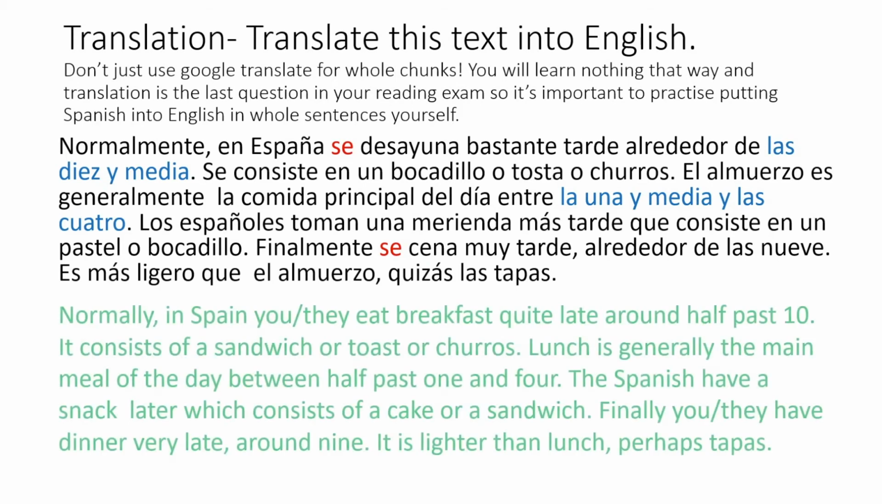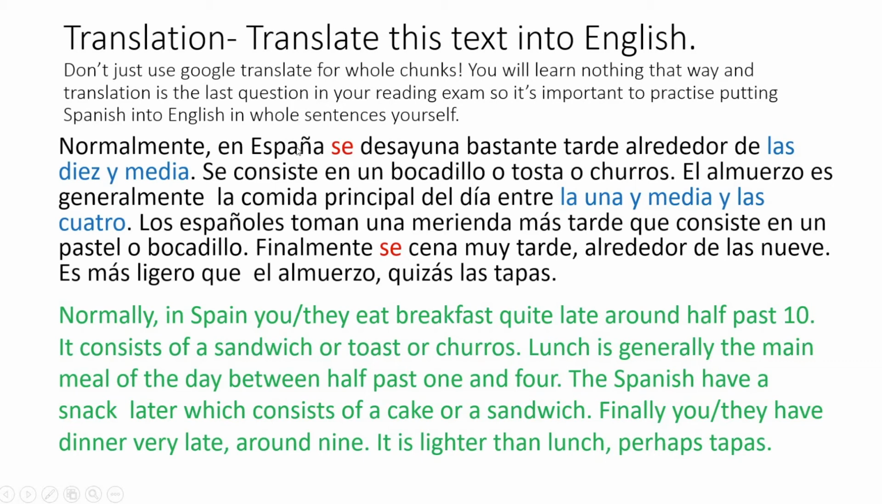Okay, so the correct translation is this. So what I want you to do is mark yours in a different colour as usual. Don't change it so I can see what you were able to complete here. Okay, so you've either written it in your book or typed it or written it on the sheet, and either way is fine. Okay, so normally in Spain, they eat or you eat or one eats. It's that sort of thing, breakfast. Okay, so because desayuna is the verb to eat breakfast. So they eat breakfast quite late.